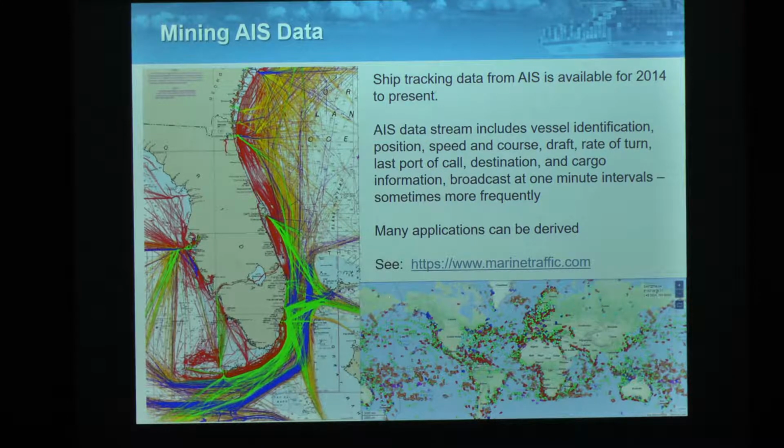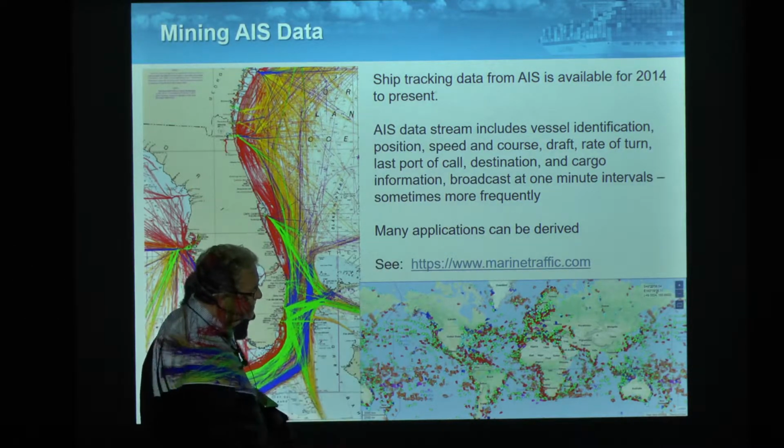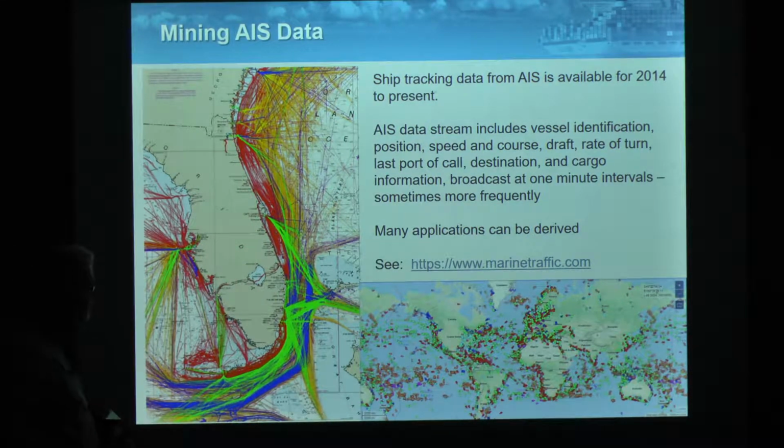So you can start to mine this. If you go to marinetraffic.com, you can see, this is just a snapshot I grabbed earlier today, all the AIS reports from around the globe. You very quickly see patterns that emerge from these vessel tracks.